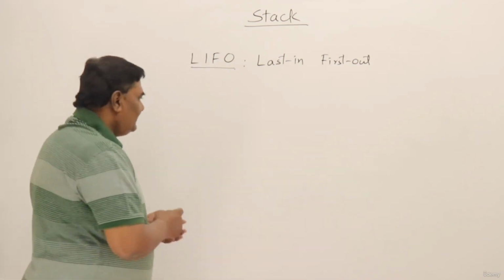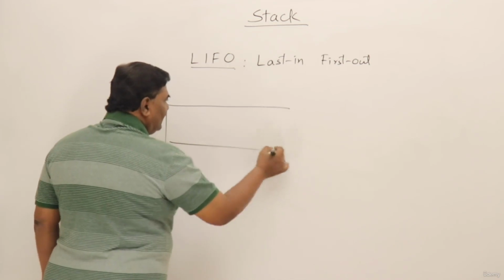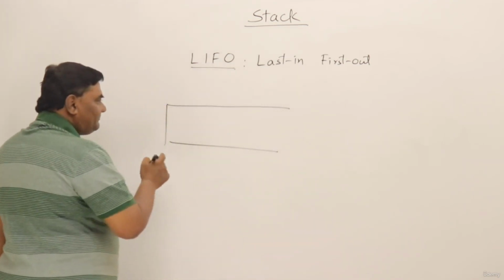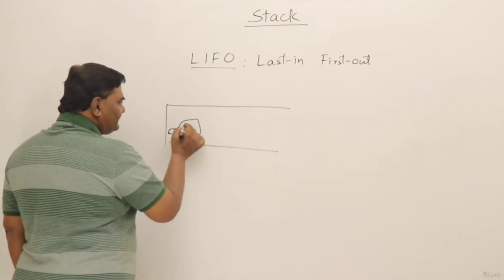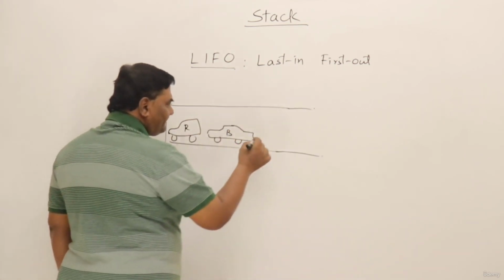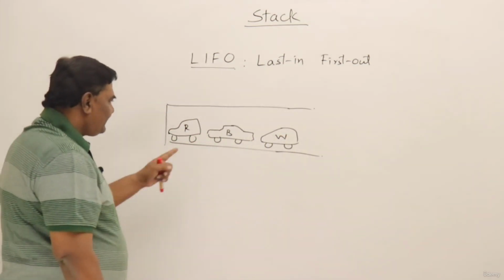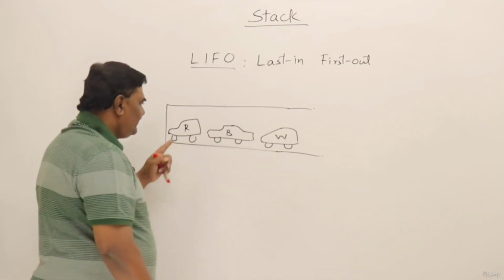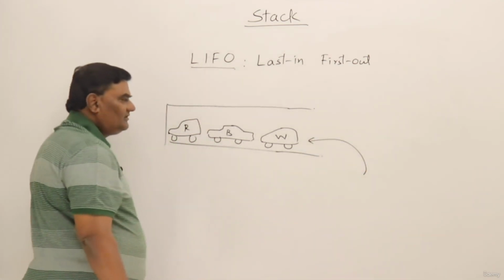One example: suppose there is a dead end lane, and in this lane cars are parked. Suppose there is a first car, this is a red color car, this is a black color car, this is a white color car. This is a dead end lane and 3 cars are parked here. So they are brought inside this lane from this direction.